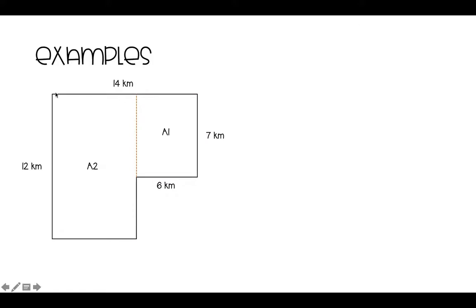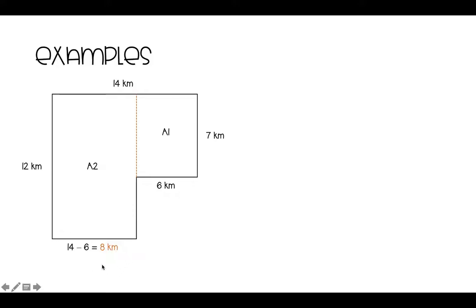Now again, this whole length along this side is 14 kilometers, but that's including this bit which is 6 kilometers, so we can't include that when we're trying to find this length in the rectangle. So what we do is we go 14 take away 6, so 14 being the whole length, take away the little bit that we already know to give us 8 kilometers here.